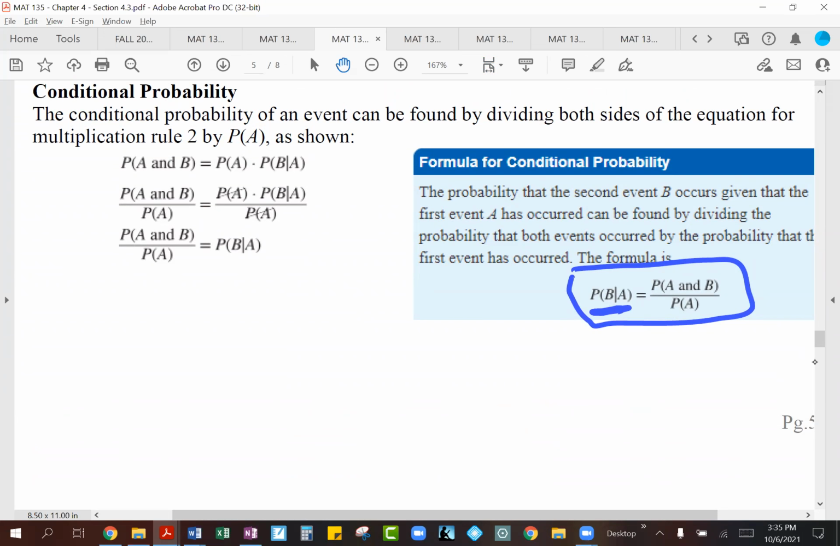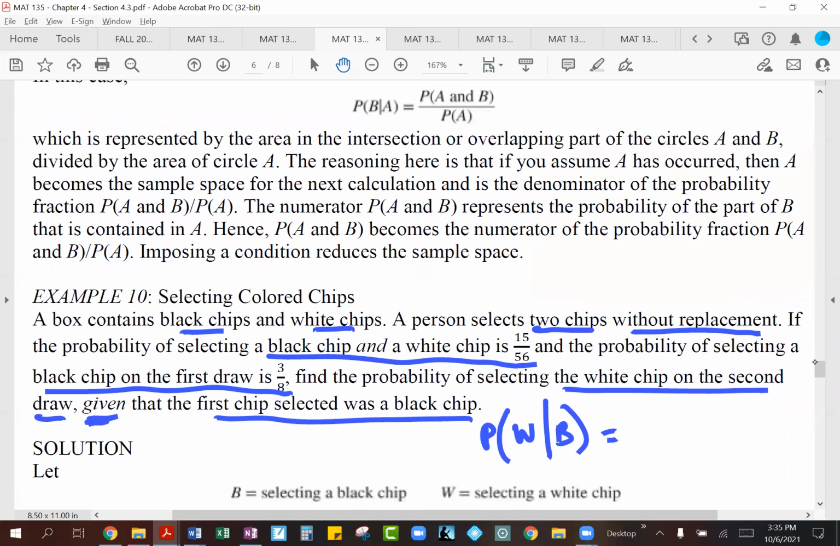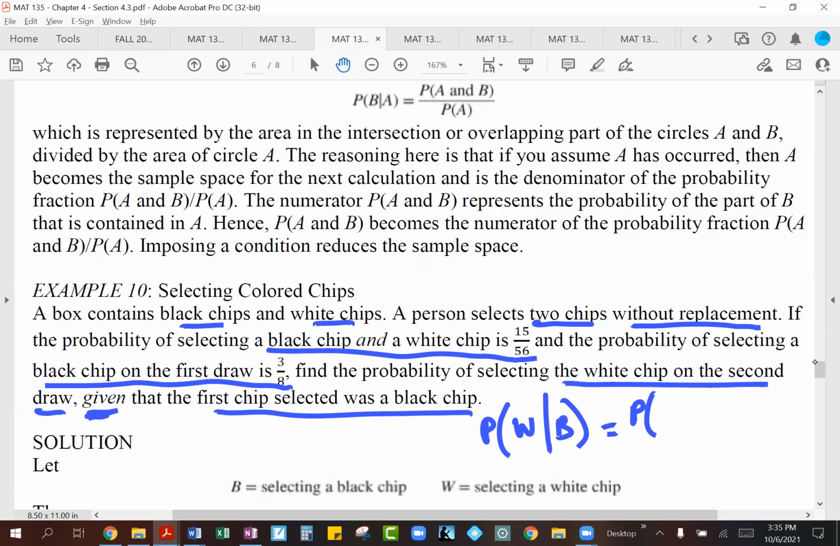So you have to do the probability of black and white divided by the probability of selecting a black chip. So the probability of selecting a black and white chip, and divide that by the probability of selecting a black chip. So you can see they're telling us the probability that we get a black and a white is 15 out of 56. So that will go on our numerator. So 15 out of 56.